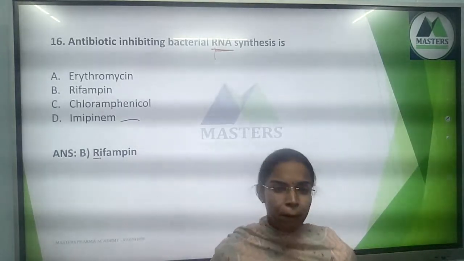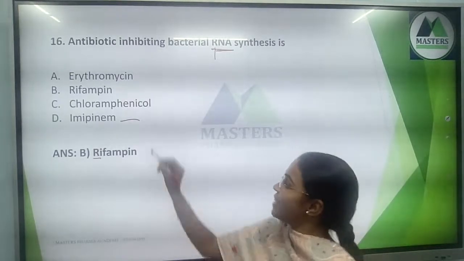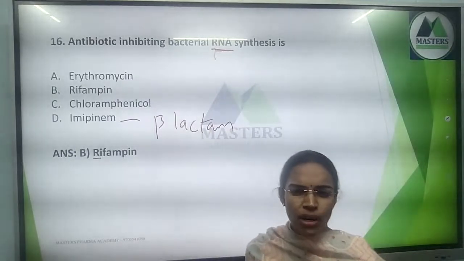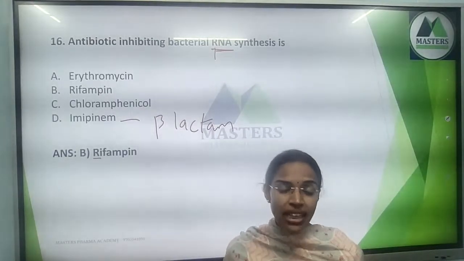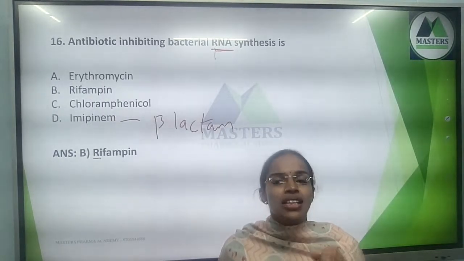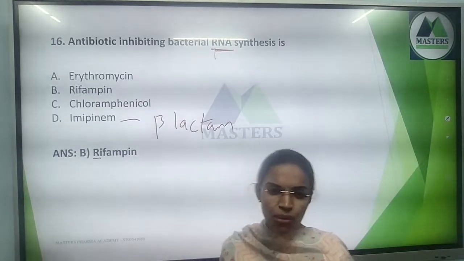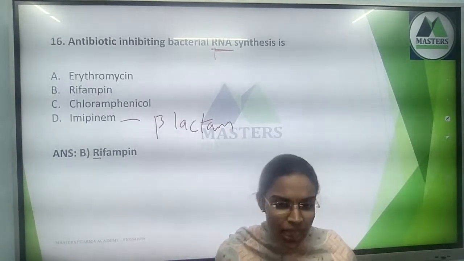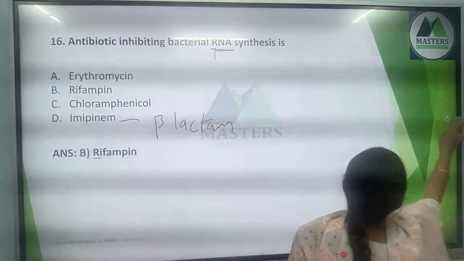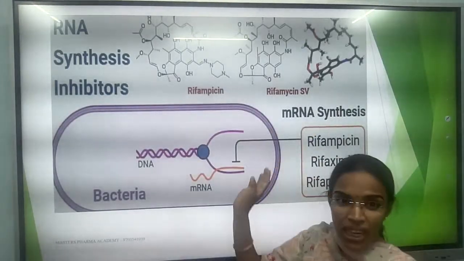What about imipenem? Imipenem is a beta-lactam antibiotic. And just now we have discussed what beta-lactam antibiotics do. They act by inhibiting the cell wall synthesis of microorganisms. Imipenem is a beta-lactam antibiotic and acts by inhibiting the cell wall synthesis of microorganisms. Moving forward to the next question.